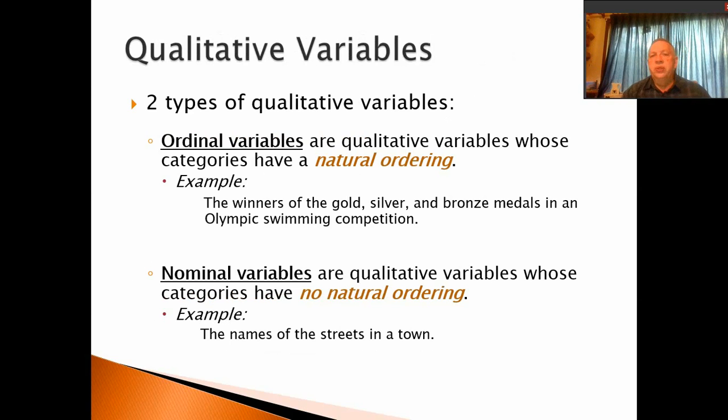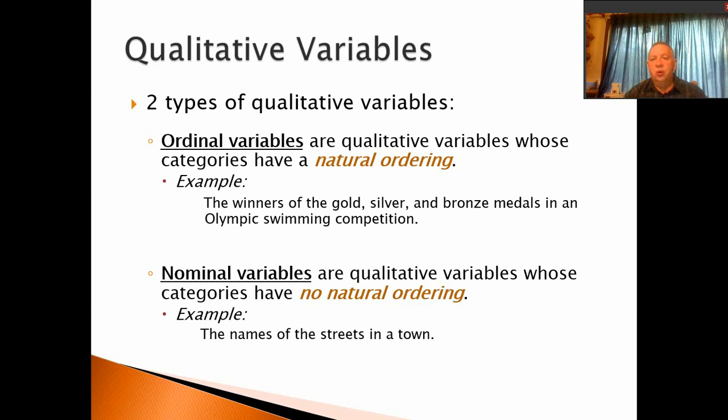There's two types of qualitative variables. They're ordinal variables, and ordinals are qualitative variables whose categories have a natural ordering. So the winners of the gold, silver, bronze medal in an Olympic swimming competition. Top 10 songs of the week would have an ordering: first, second, third, fourth, fifth, and so forth.